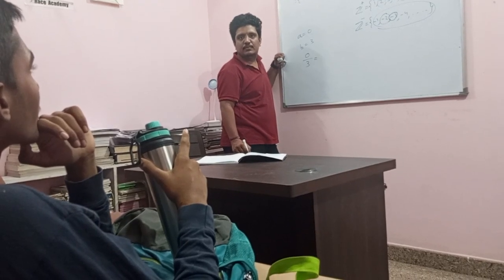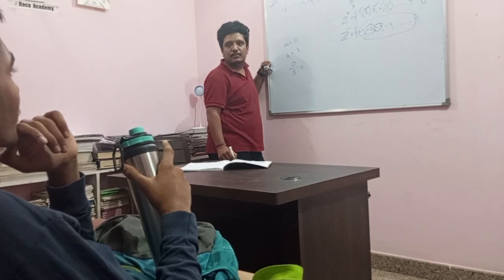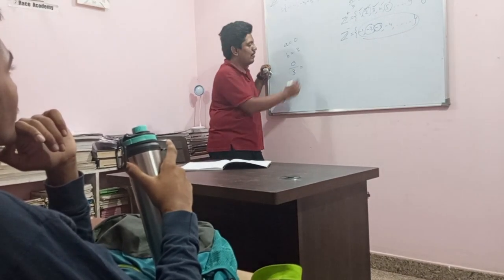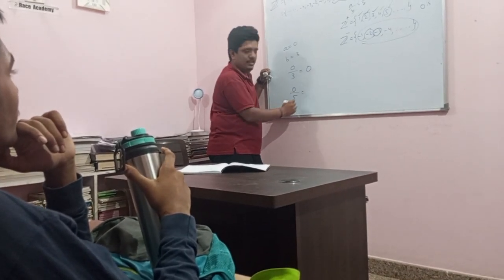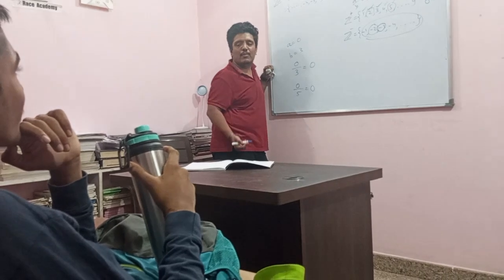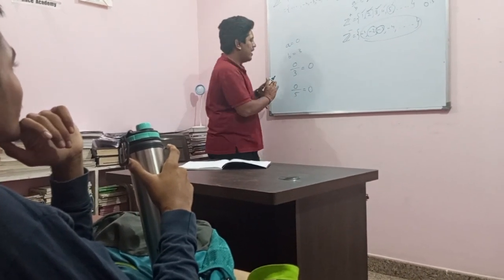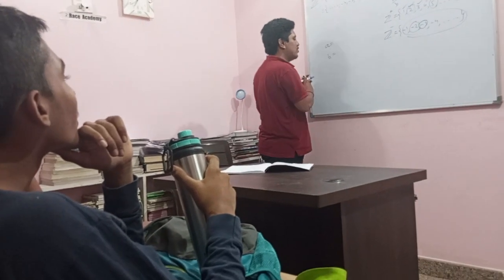Anything 0 by anything is 0. 0 by anything is what? 0. What about this one? 0 by 5. This is also 0. 0 by anything is 0. Okay. Now my question is, suppose a is some number.